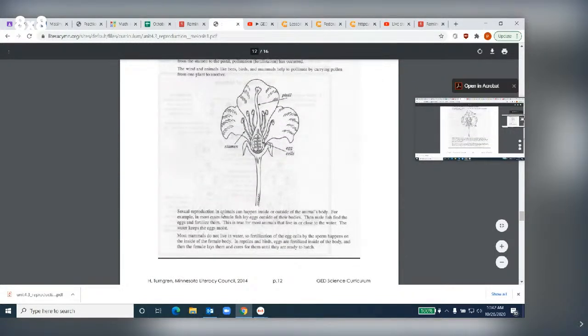Then it says sexual reproduction in animals can happen inside or outside the animal's body. For example, in most cases, fish lay eggs outside their body. The male fish find the eggs and then fertilize them. This is true for most animals that live in or close to water. The water keeps the eggs moist. But it says most mammals do not live in the water, so the fertilization of egg cells by the sperm happens on the inside of the female body. In reptiles and birds, eggs are fertilized inside the body. Then the female lays them and carries them until they're ready to hatch.